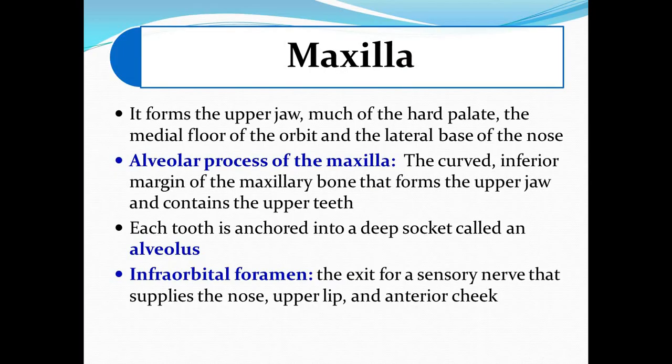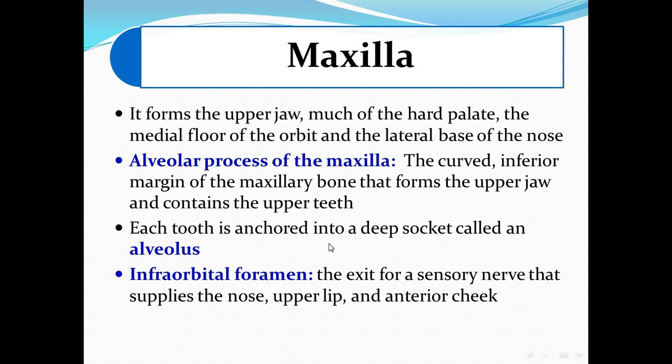We move on to talk about the maxilla. The maxilla forms the upper jaw, much of the hard palate, the medial floor of the orbit, and the lateral base of the nose. So it contributes to the formation of all of these structures. The alveolar process of maxilla is the curved inferior margin of the maxillary bone that forms the upper jaw, and it contains the upper teeth.